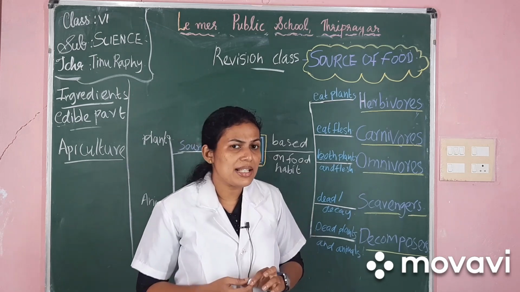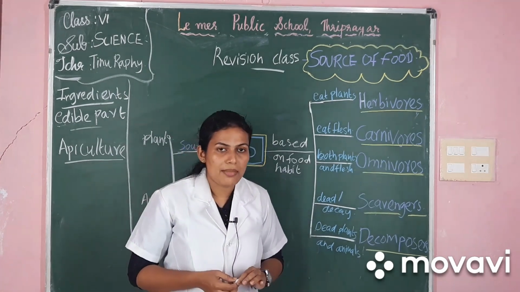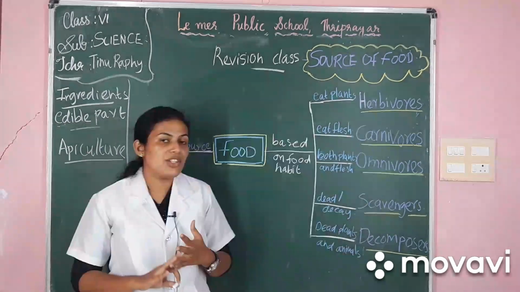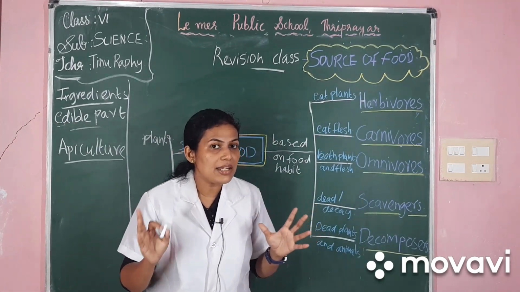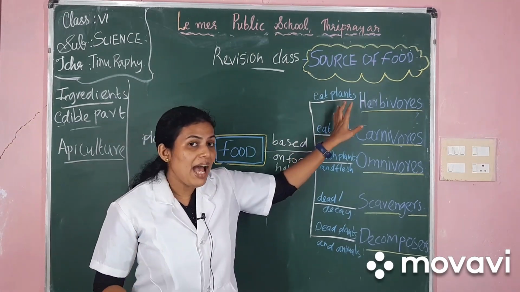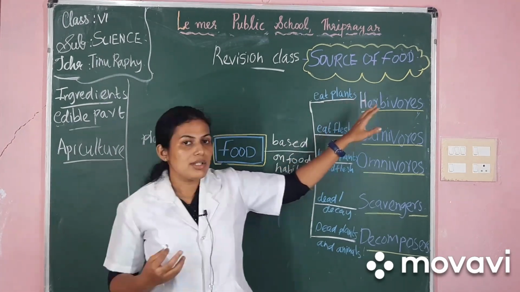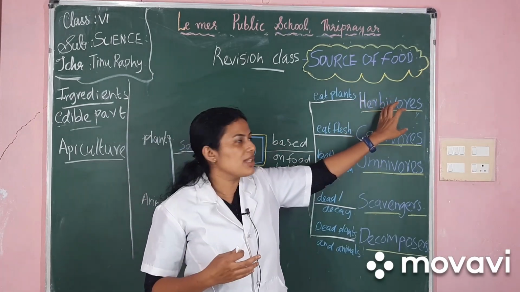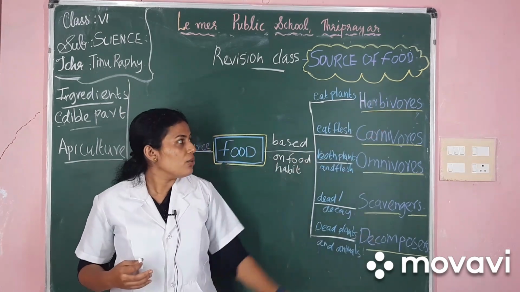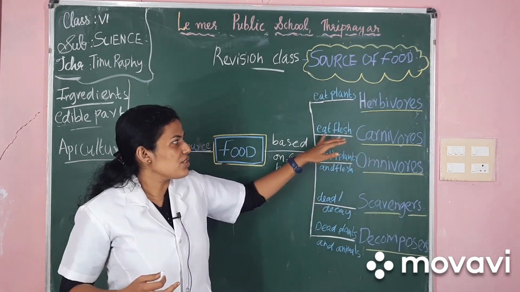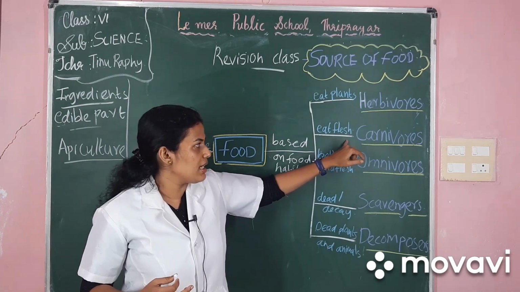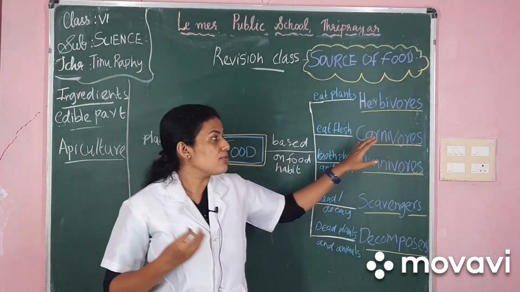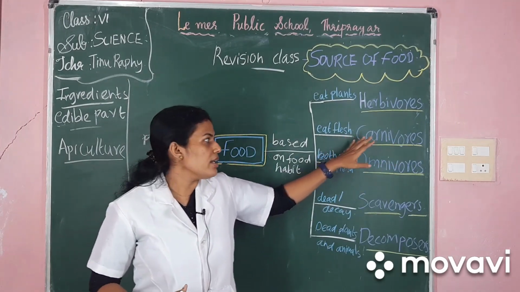Now, can you give me a few examples for herbivores? Yes, a few examples of herbivores are cow, goat, buffalo, rabbits, deer, etc. So, all these animals feed on plant or plant products. So such animals are known as herbivorous animals, and they come to the category herbivores. Now the second category, that is, eating flesh animals, and they are called carnivores.